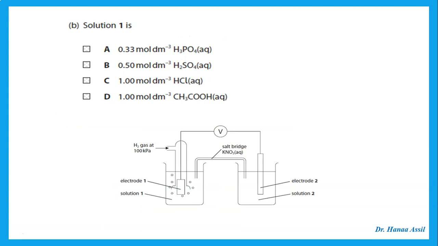Now, what is solution 1? Remember, we said solution 1 has to be a strong acid, and it has to be 1 mole per decimeter cubed. So we said it could be 1 mole per decimeter cubed of sulfuric acid, for example, but this is not one of my choices. So the only 1 mole per decimeter cubed of a strong acid in this case is the HCl.